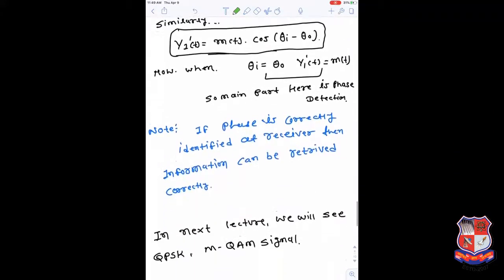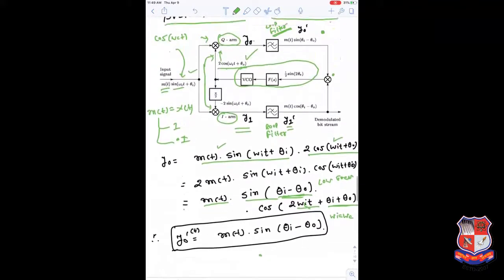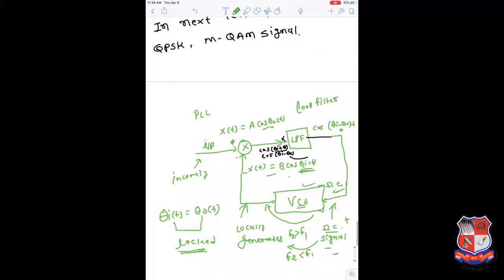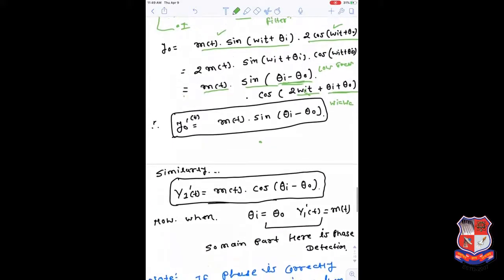So if you multiply with the minus sign and then do a similar process for the lower branch and pass it through the loop filter, finally at the output of the loop filter we get m of t cos(theta I minus theta 0). Theta I is the incoming signal and theta 0 is the locally generated signal. So you understand like that.